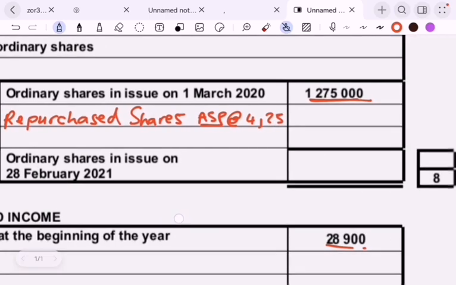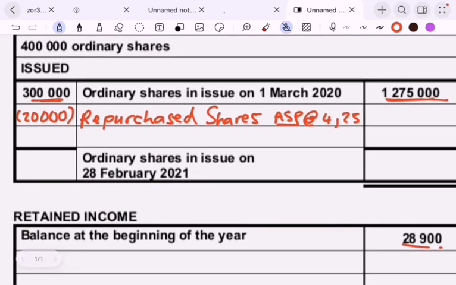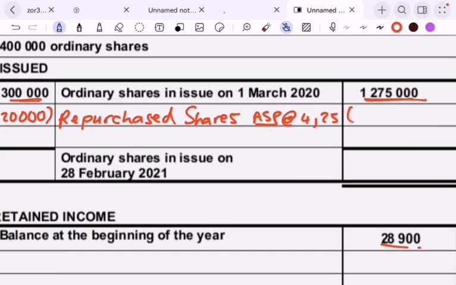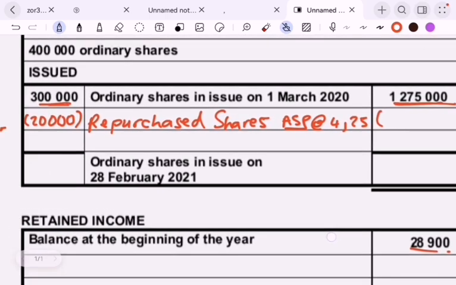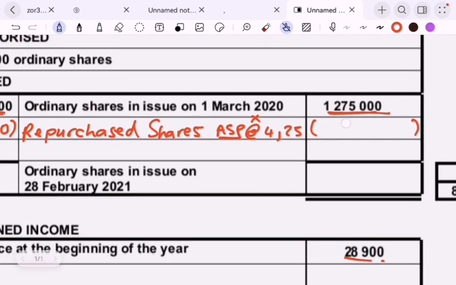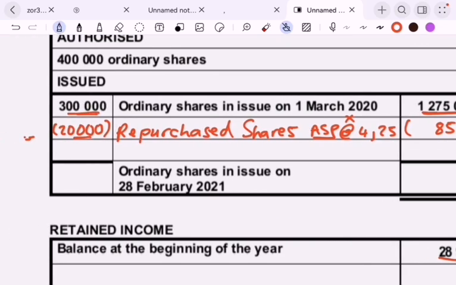Beautiful. And you already know it's still repurchased shares, people. So there's an amount that we're going to pay towards these shares via our ordinary share capital. So now you will say 20,000, you multiply with your ASP. Then you're getting how much? 85,000. And that's the amount of the repurchase.